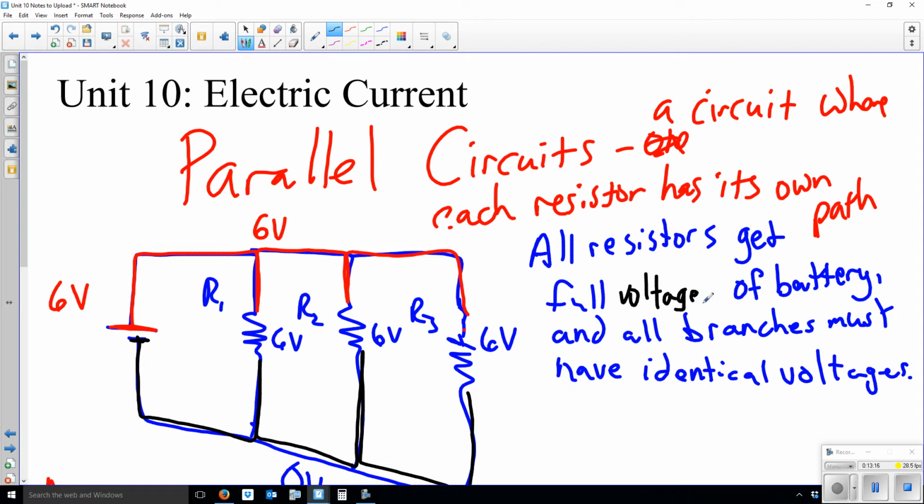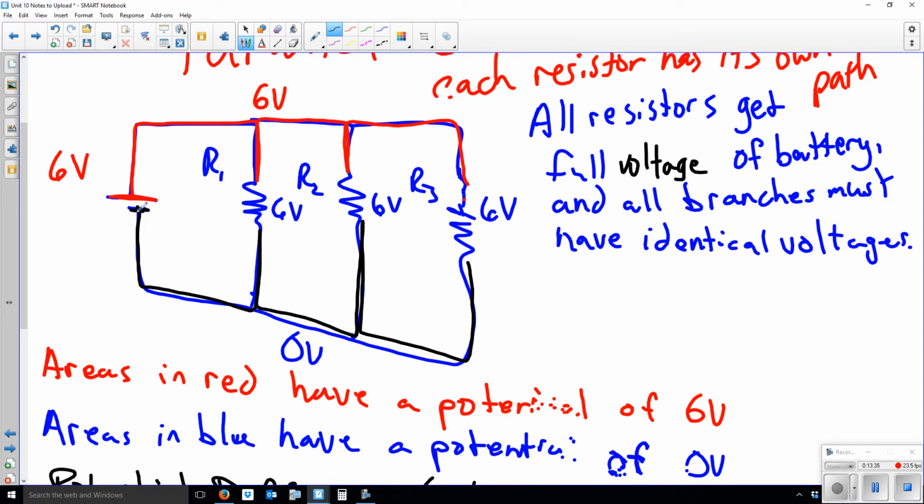So if we take a look here, everywhere that we can get to without going through a resistor, a charge in that area would have 6 volts of what we call potential, or 6 volts of that sort of energy. Anywhere that we can get to the negative terminal from has 0 volts of potential. So if I go from here above to here below, I have a potential difference, or what we call voltage, of 6 volts, of 6 volts, of 6 volts regardless. It doesn't matter what those resistances are, that will be true.